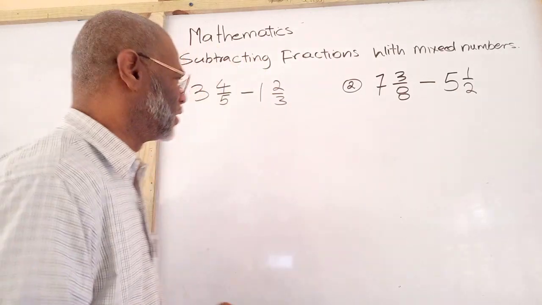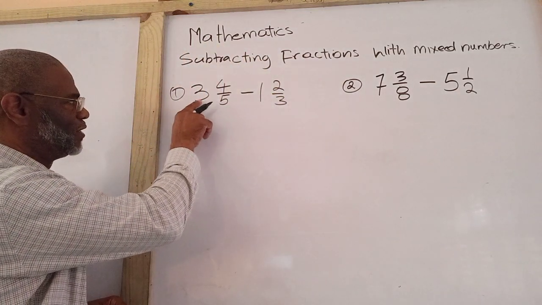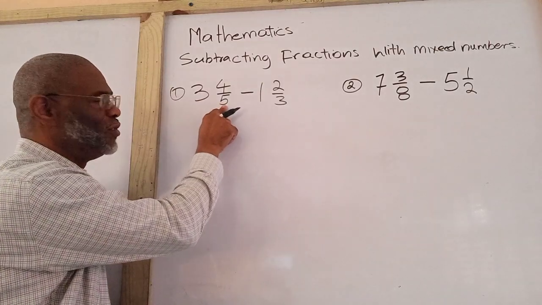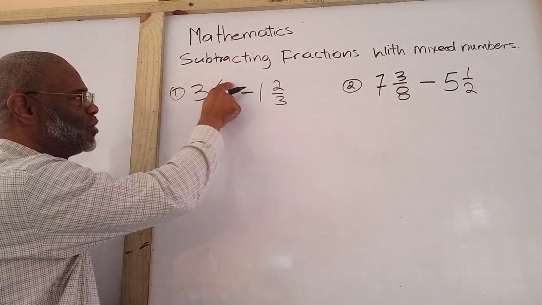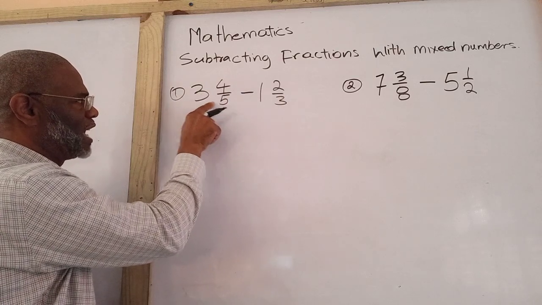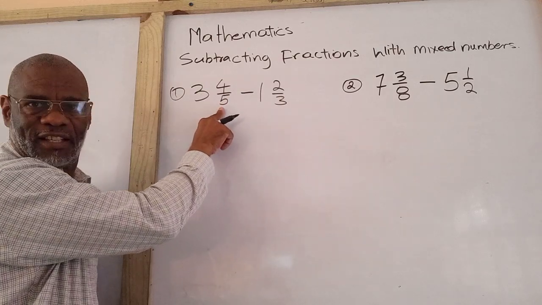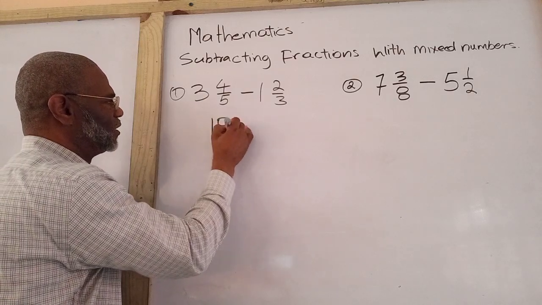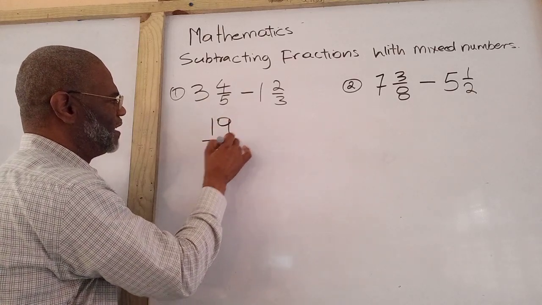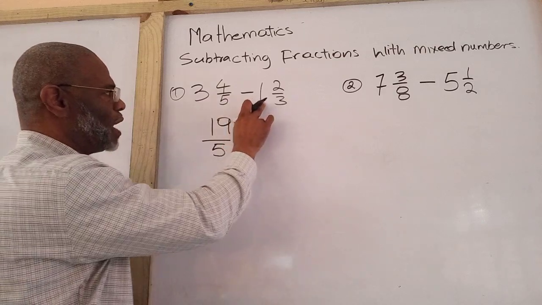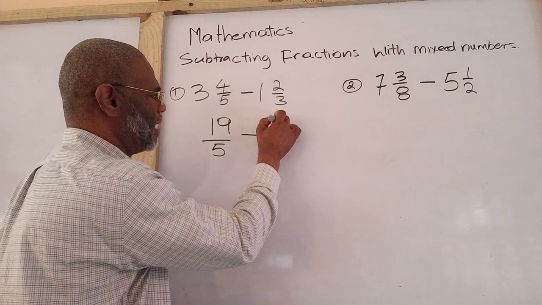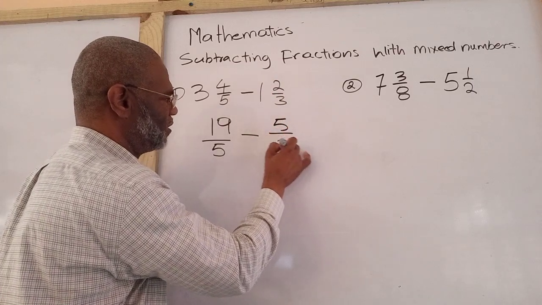So let's go. We have 3 times 5, so we multiply the whole number by the denominator, then we add the numerator. So 3 times 5 is 15, 15 plus 4 is 19. So 19 over 5, minus 1 times 3 is 3, 3 plus 2 makes 5. So that's 5 over 3.